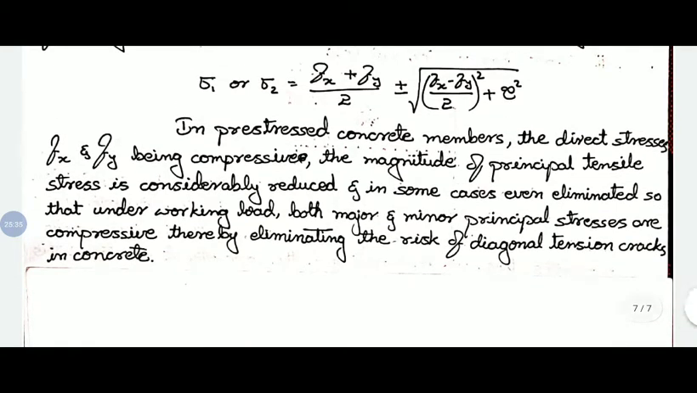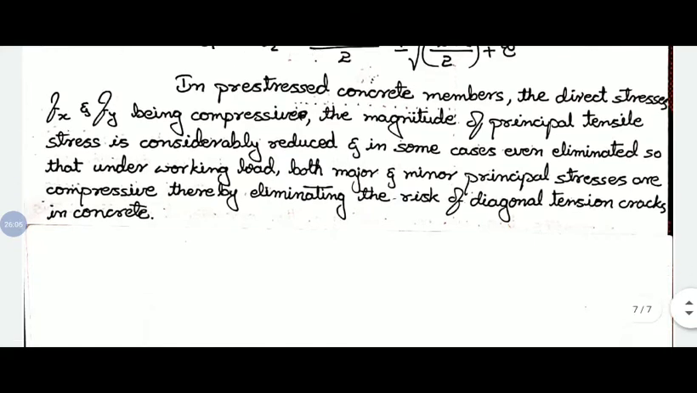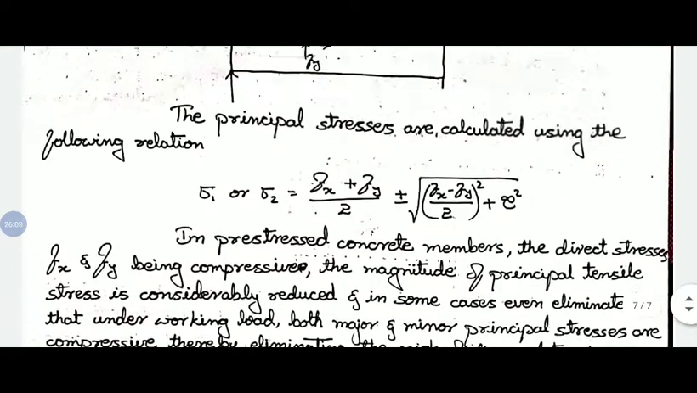In pre-stressed concrete members, the direct stresses fx and fy are compressive, and the magnitude of the principal tensile stress is considerably reduced, and in some cases even eliminated. In some cases sigma 1 may be 0, so that under working load both the major and minor principal stresses are compressive, thereby eliminating the risk of diagonal tension cracks. So this is the introduction to analysis of shear force.